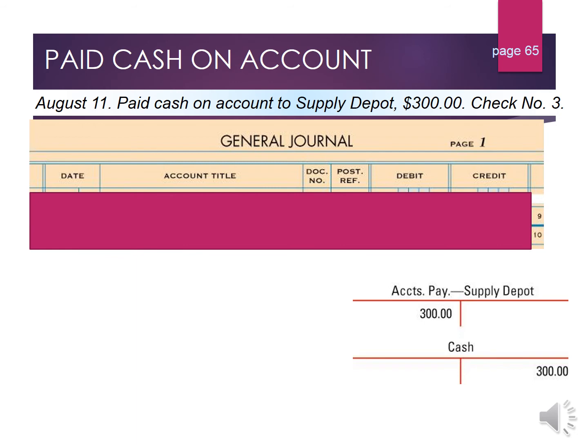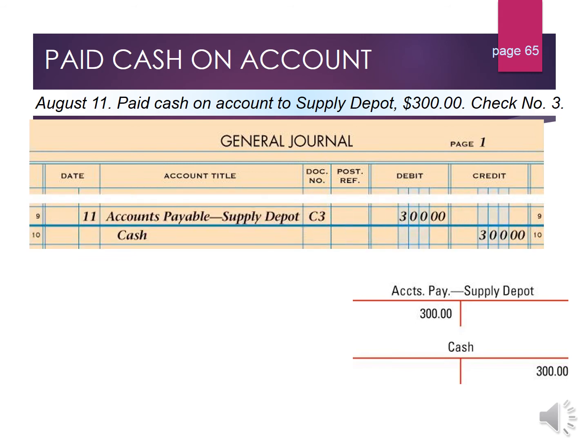August 11th, paid cash on account to Supply Depot, $300, check number 3. If we look at the chart of accounts in the bottom right corner, we learned from Chapter 2 that we would debit accounts payable, Supply Depot, for $300 and credit cash for $300. So let's record this transaction into our general journal.